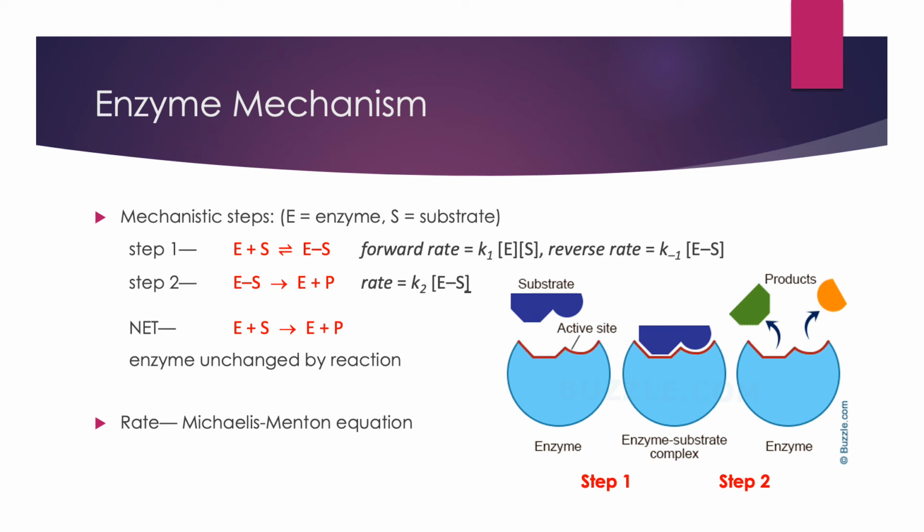Now, as for the mechanism that enzymes use, I'm showing you a somewhat complex presentation of that. For most enzyme reactions, it's believed to be a two-step mechanism. In the first step, the enzyme, represented by E, and the substrate, the reactant that's going to undergo the reaction, represented by S, form an equilibrium where the substrate attaches at the active site. So the forward rate would be k1 times the concentration of the enzyme times the concentration of the substrate. The reverse rate would be k-1 times the concentration of the enzyme-substrate complex.